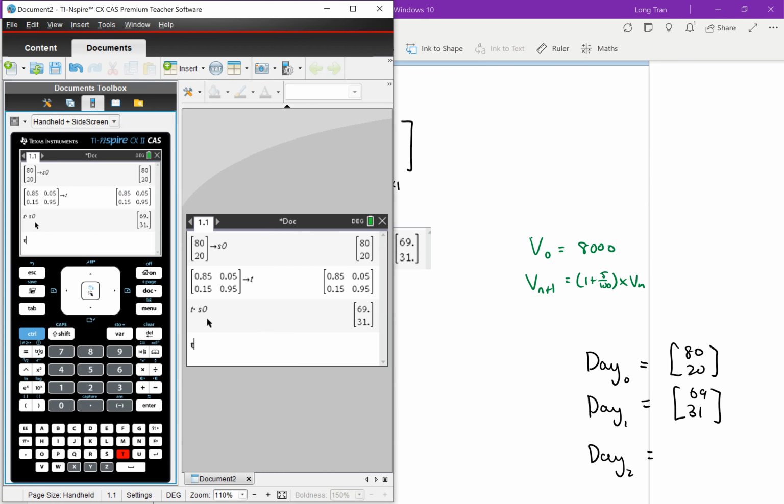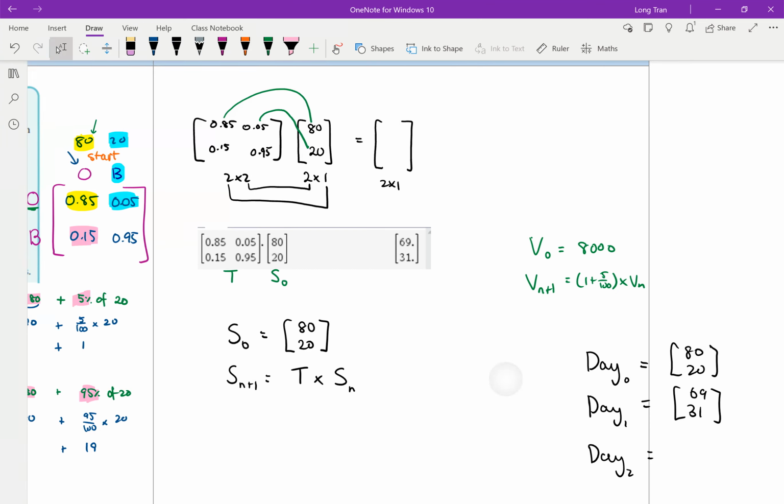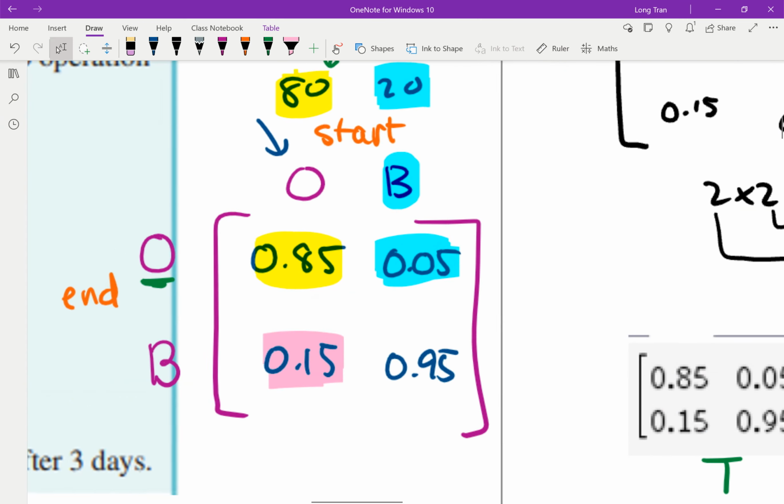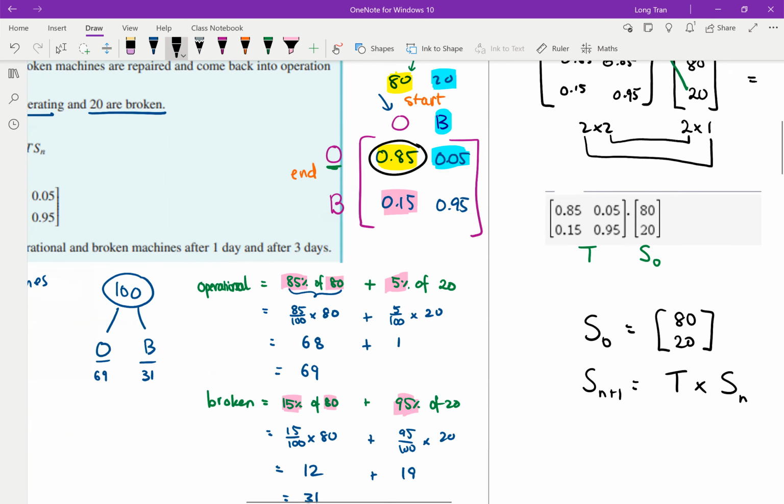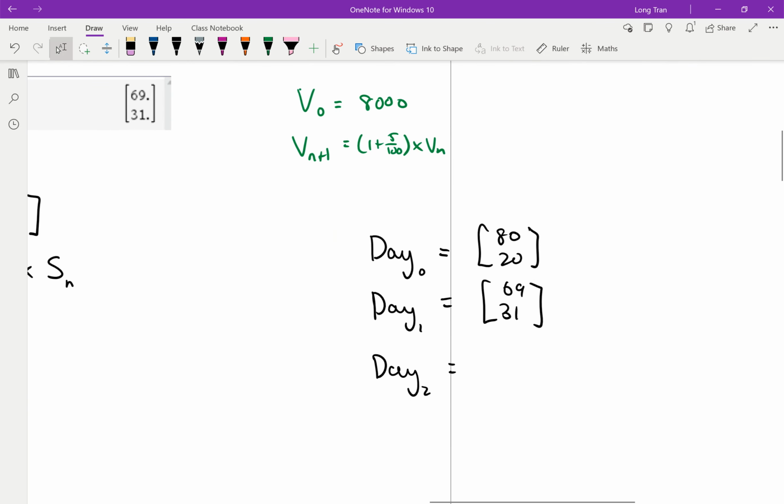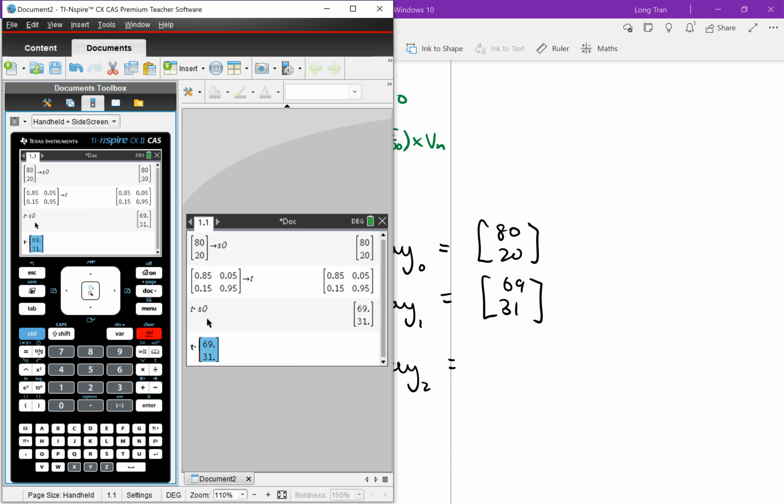So here I'm going to type T times. Now to get the next one, this is the new day. At the end of day 1, I now have 69 operational and 31 broken. So on day 2, this is how much I'm starting with. But if I follow the same percentages they told us at the start, where if it's operational at the start of the day, then by the end of the day, 85% of them will be operational, then I can work out day 2 by simply multiplying the transition matrix, going up and highlighting the day 1 matrix, popping it down, and pressing enter.